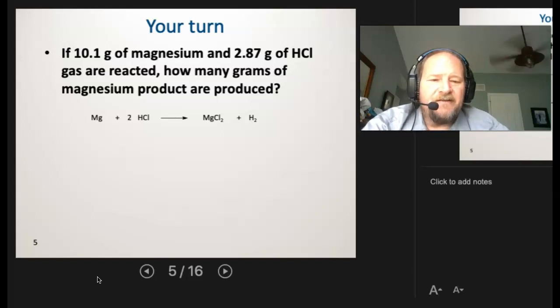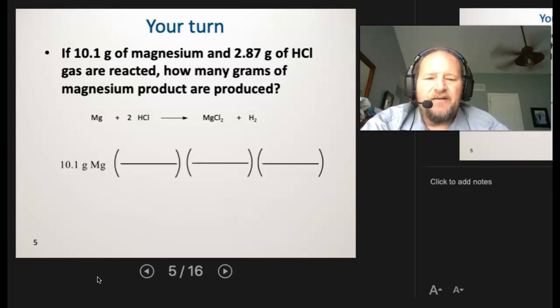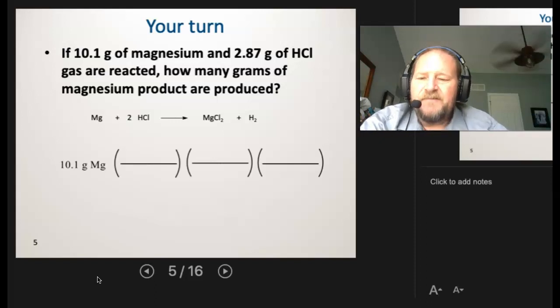I'm going to have to balance that, right? So it's going to be 2 HCl to make that happen. The next thing I'm going to do is figure out my magnesium. It's going to be a 3-step process. I'm going to take 10.1 grams of magnesium. I'm going to convert that to moles of magnesium using my periodic table.